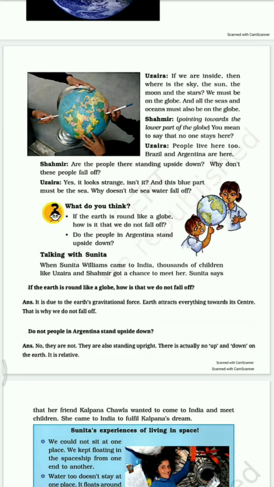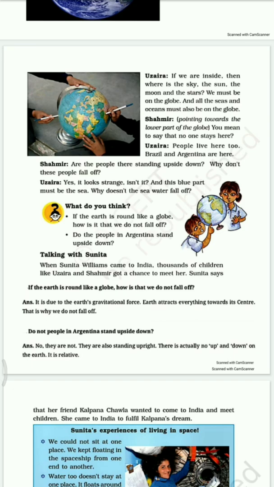And all the seas and oceans must also be on the globe. Okay, so seas and oceans, they are all on the globe. Shahmir, pointing towards the lower part of the globe: You mean to say that no one stays here? So he's pointing towards the lower part of the globe and telling that no one stays here. Uzaira: People live here too. Brazil and Argentina are here, okay? So people are living at the lower part of the globe also.